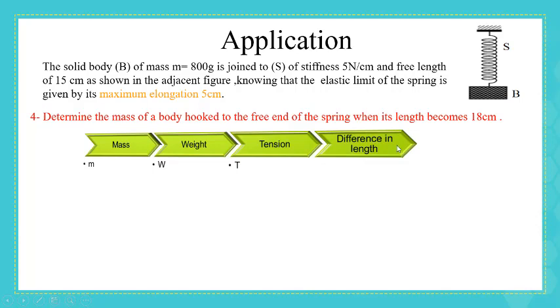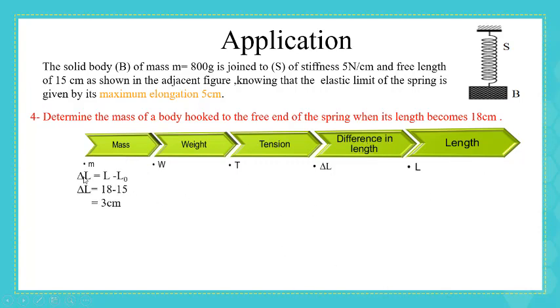So you must find the difference in length. After you find the difference in length, you can apply Hooke's law to find the tension, then a condition of equilibrium to find the weight, then mass times gravity to find the mass. So we start from the given, that's the length, and then in the opposite sense, we apply all these relations to find the mass. Let's start.